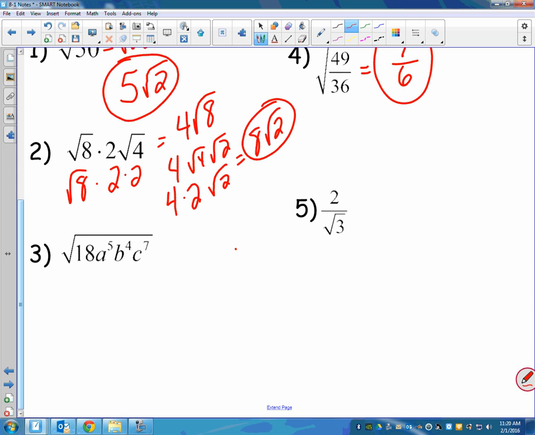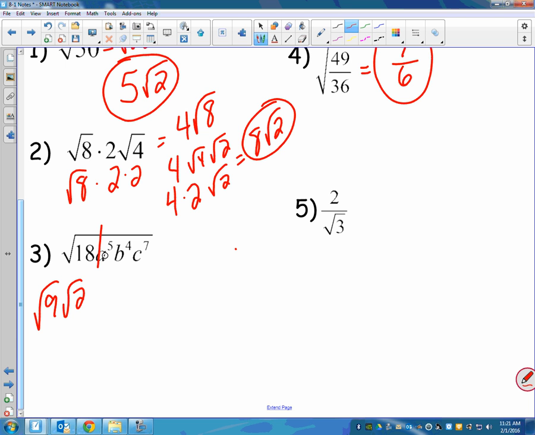Okay, so let's talk about 18 first. Can you think of any perfect square numbers that go into 18? So can I break 18 up as the square root of 9 and the square root of 2? I can. So now you have some options here, and it's whatever makes the most sense to you. A to the 5th, we could break these up by a squared, or we could go bigger than that if you want, but let's just do a squared to start.